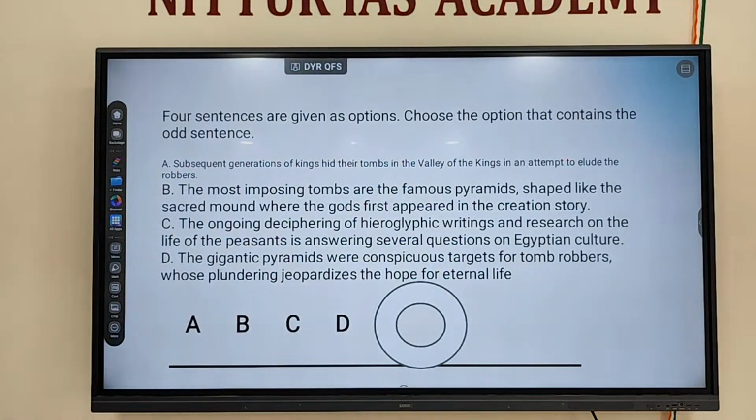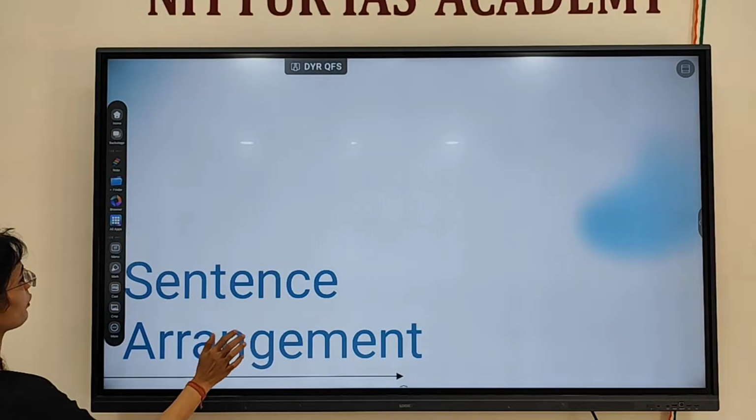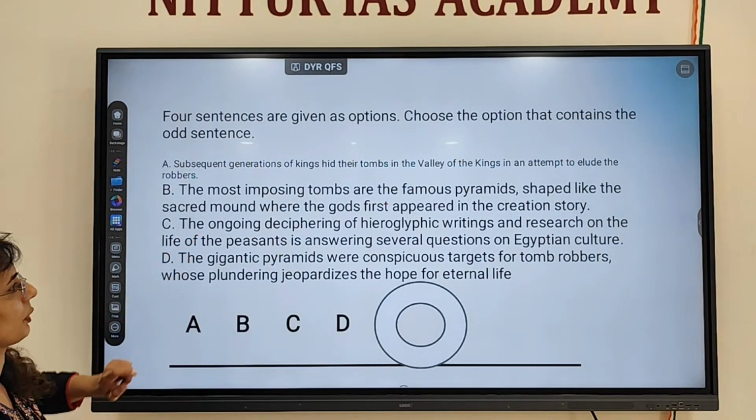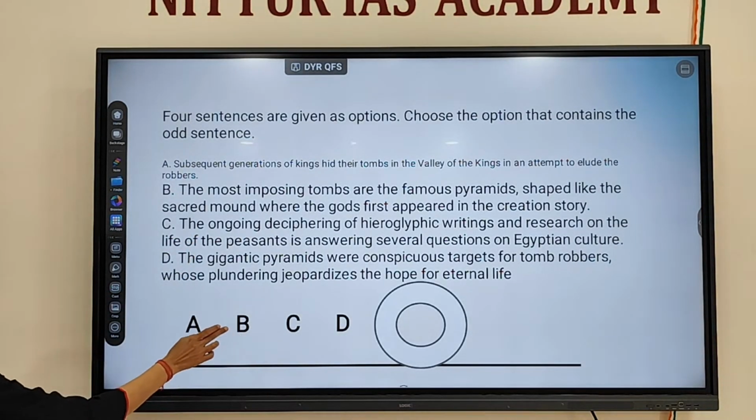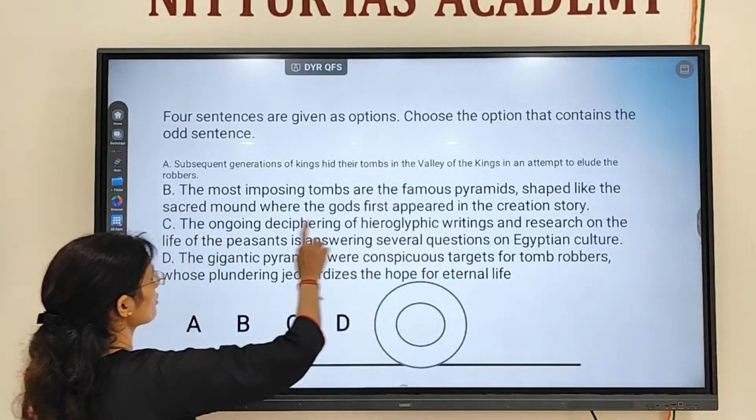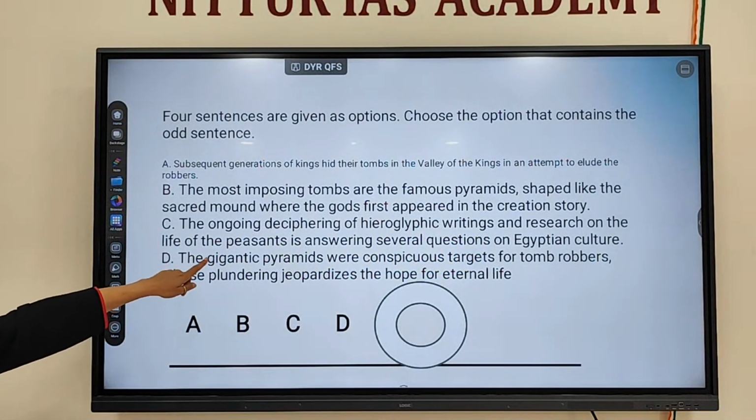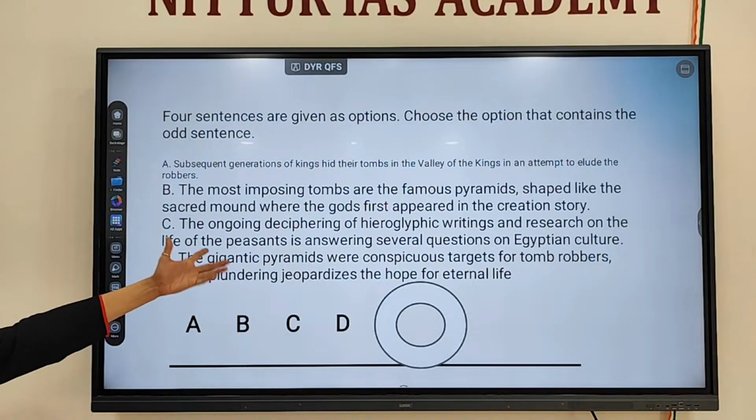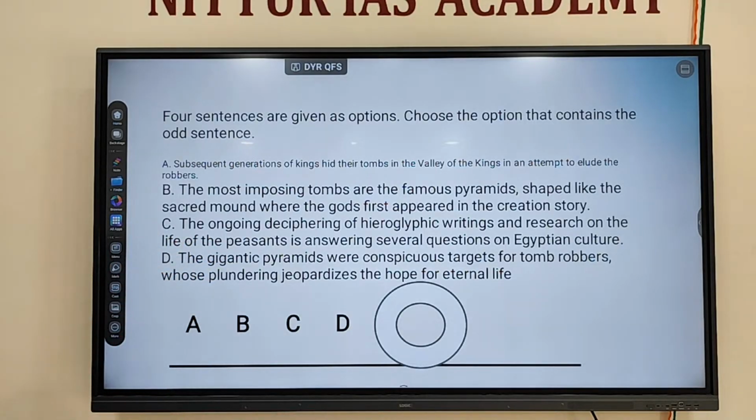That is the reason, the answer is the third one. Okay, because it is talking about writings and research, how it has helped to understand the culture. Well, in tombs and all there are writings and there's research, but it's not related to tombs anyway.